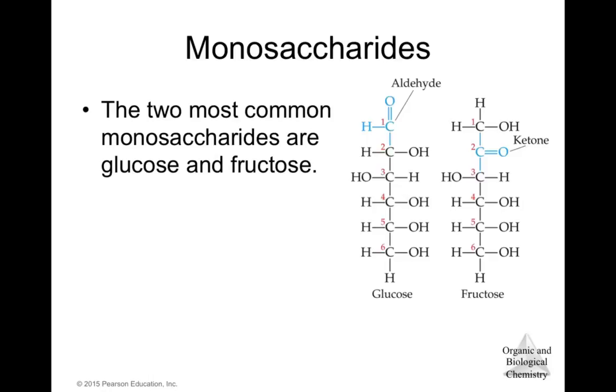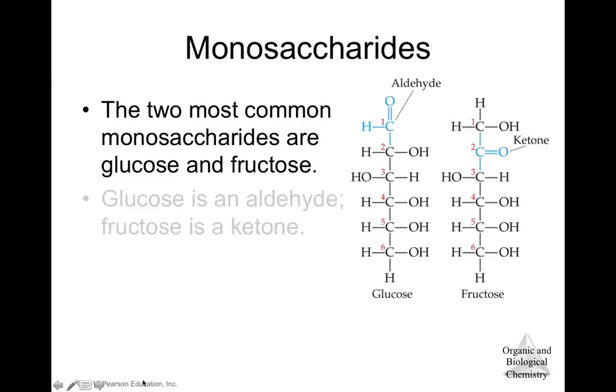Monosaccharides. The two most common monosaccharides are glucose and fructose. Glucose is an aldehyde. Here we have the carbonyl group with one hydrogen. Remember that if a carbonyl group has one hydrogen, that is called an aldehyde. And here we have the fructose, that is a ketone. We have the carbonyl group and both substituents are carbons or alkyl groups. Okay, so that's why we have here a ketone. This is the fructose. The fructose is a ketone and the glucose is an aldehyde.